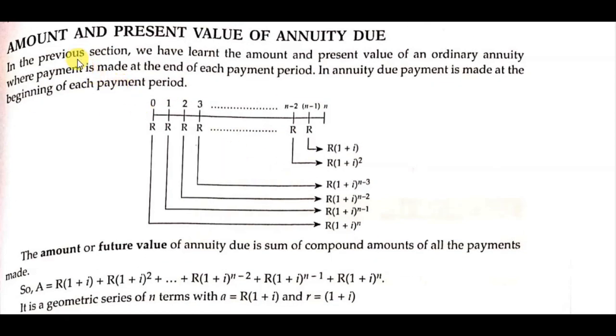In the previous section, we have learned that amount means the future amount, and the present value of regular payments. Regular payments means every time period they are making deposits or payments at the end of that time period. But this is a case of annuity due. Look at this word, annuity due. It is very important to understand what is annuity and annuity due.